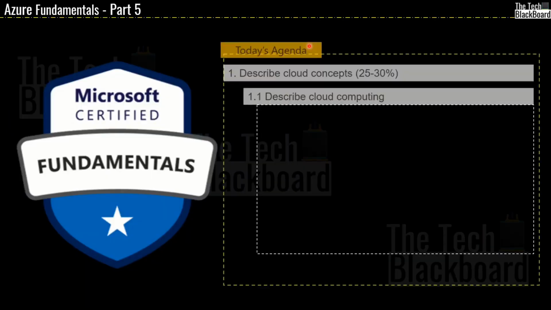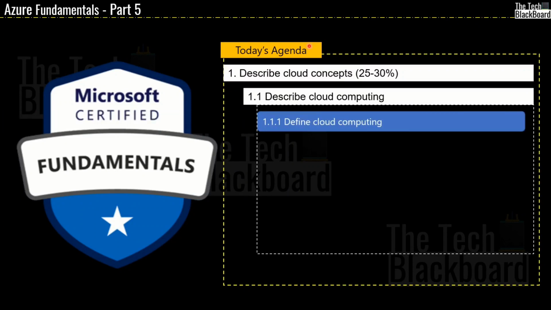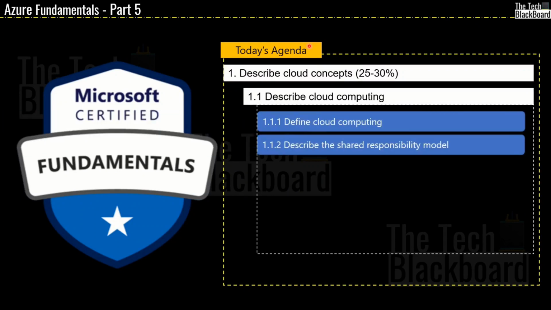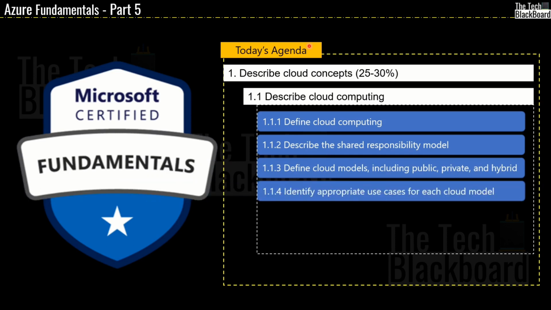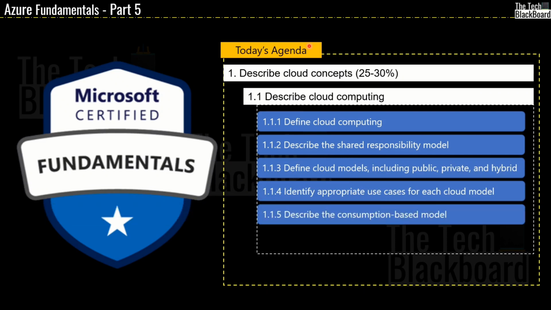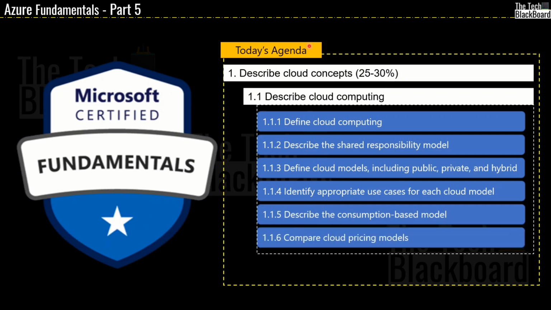So what are we going to learn today? Well, today we will learn how to define cloud computing, how to describe the shared responsibility model, and then we will see how to define cloud models including public cloud, private cloud and hybrid cloud. Then we will move towards identifying appropriate use cases for each cloud model and then describe the consumption based model. We will also understand how to compare cloud pricing models.